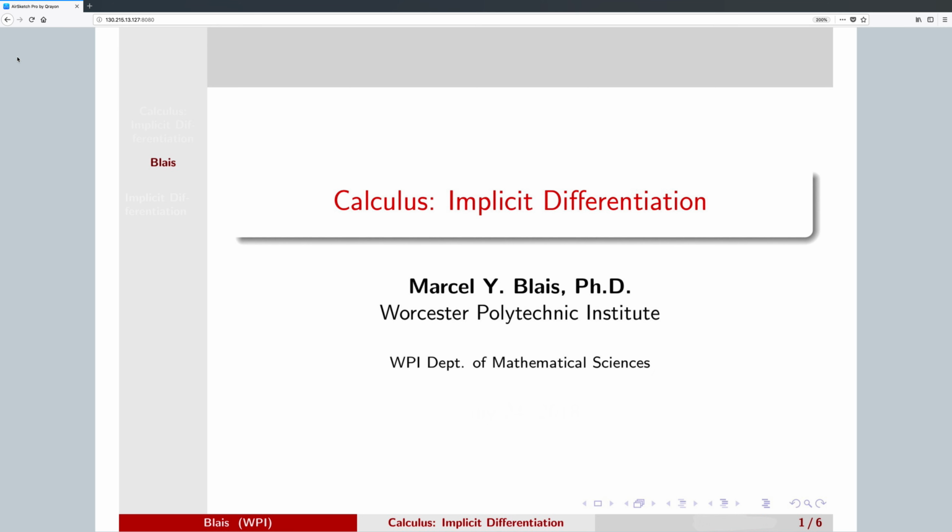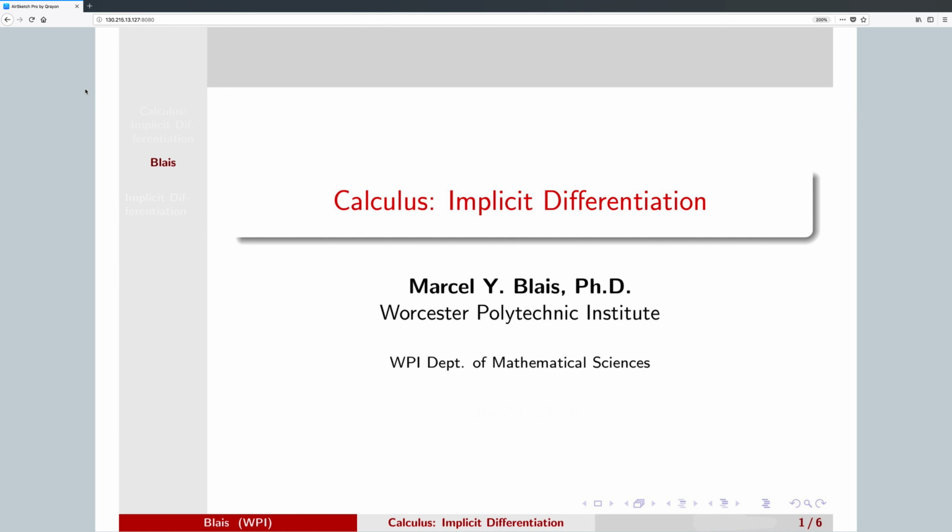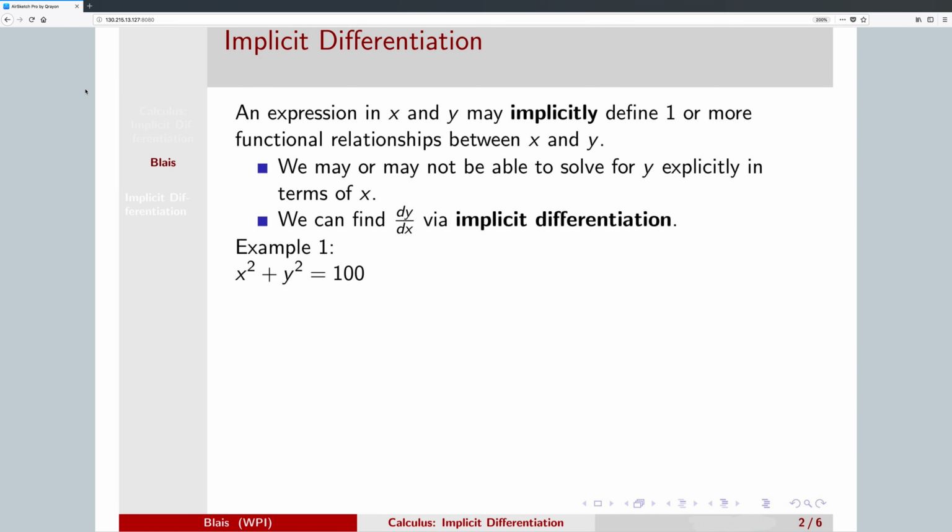Okay, in this lecture, we will be covering the concept of implicit differentiation. Sometimes when you have an expression in both x and y, you may have implicitly defined one or more functional relationships between x and y.